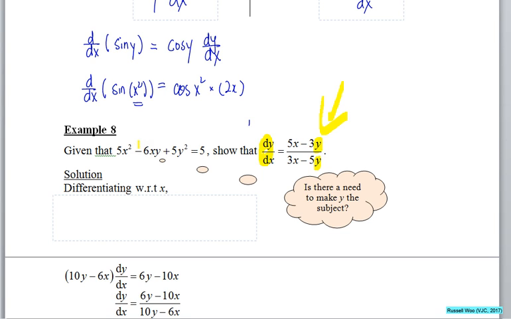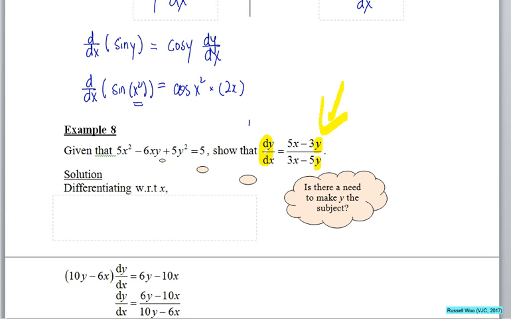And can you also observe that there is a y in your dy dx? Look here. Correct? Usually your dy dx has only x. But now you have a y here. You actually can suspect that there is no need to make y the subject. You can just differentiate implicitly. We try and differentiate implicitly and see what happens.